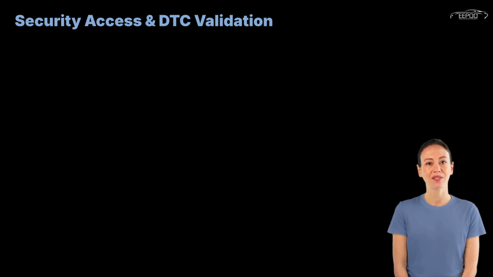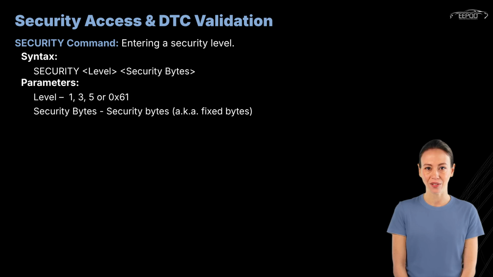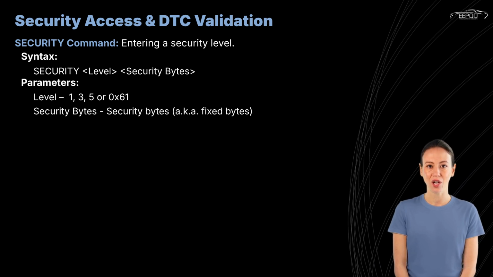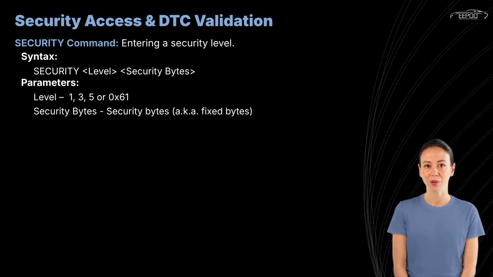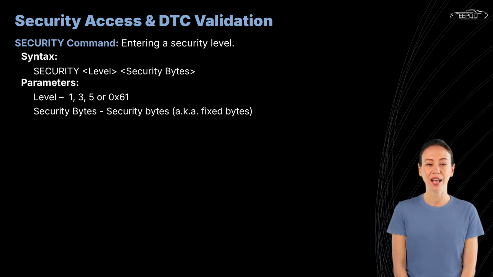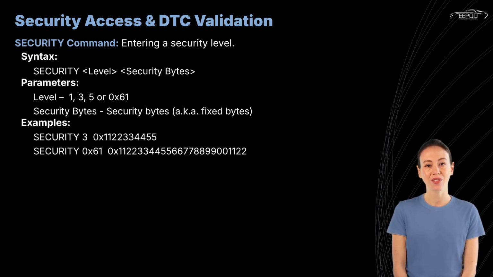All right, now let's talk about the security command in FSCRIPT. This is what you use when you want to manually perform a seed key unlock with the ECU outside of an automatic programming commands flow. It's especially useful before requesting or modifying certain DIDs that require elevated access. When you're not flashing but still need level 1 or 3 access, or when you want to do a specific routine. In the first example, we are entering security level 3 using a 5-byte security value. In the next one, we are entering security level hex 61 using a 12-byte security value.